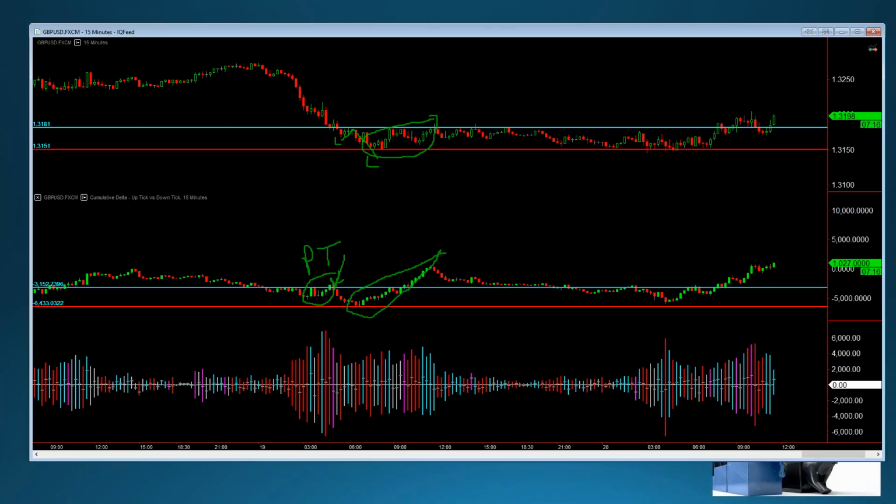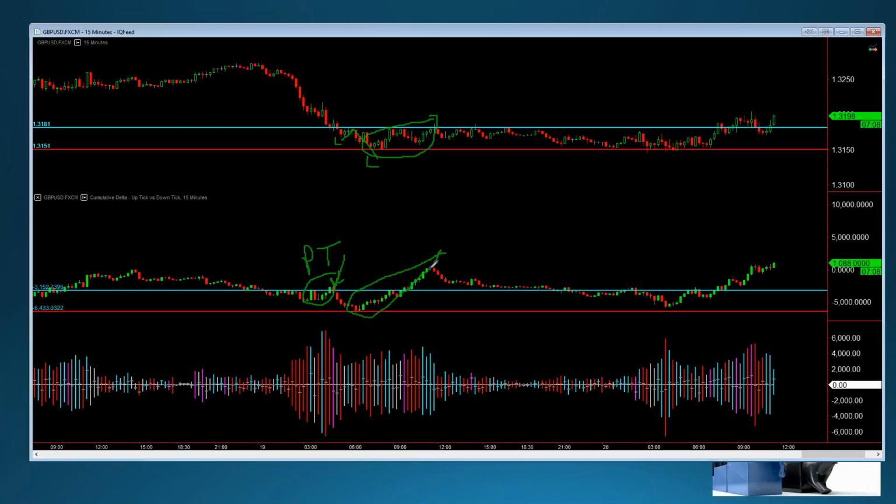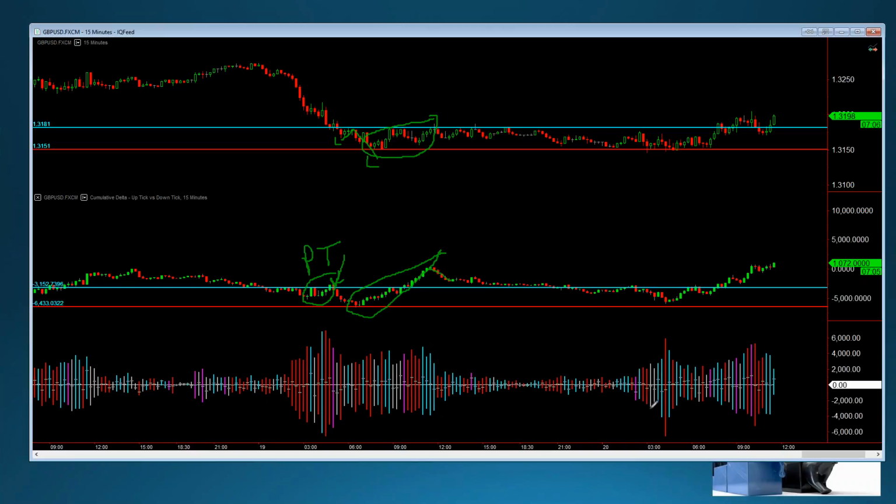Do y'all see how they were buying there? And then what happens? Well, sellers step back in right here. Do y'all see that? And that was a lot of selling going on there. They didn't get very far.